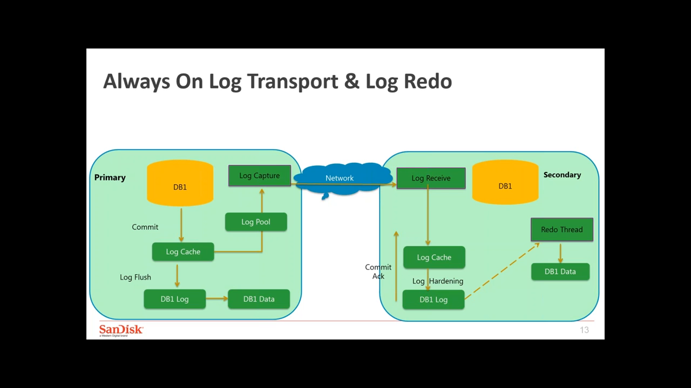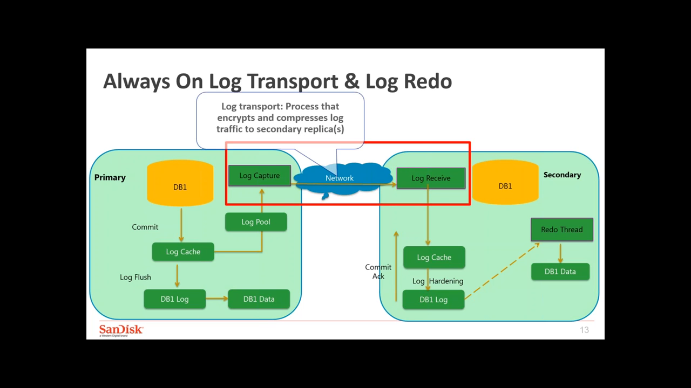that needed some work. One of them was the log transport. Very, very important piece here. This is simply the process, as you can see here, that encrypts and compresses the log traffic and sends it across the wire to secondary replicas.